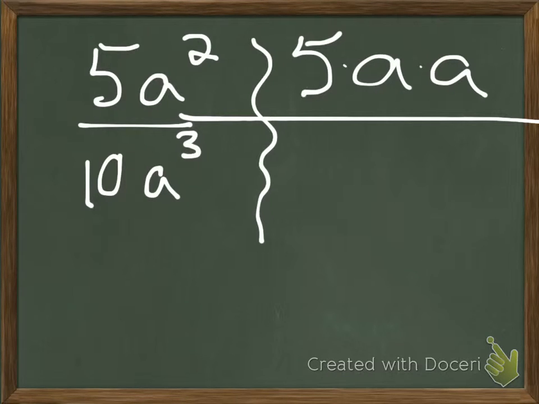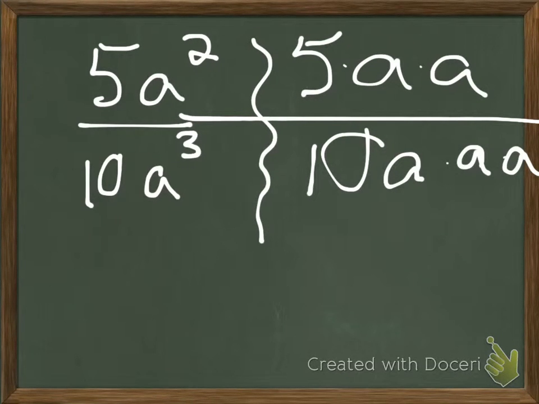Then what comes after that? What goes on the bottom? 10, and then how many A's? 3 A's. Good. So A times A times A. And that 10 is looking really ugly. I'm sorry about that. Okay.